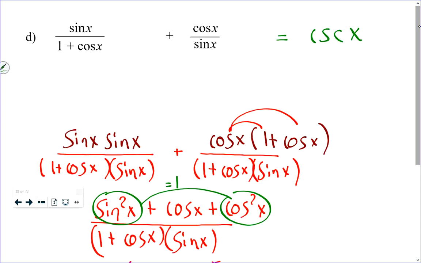And that is a multiple choice question. Sine of x over 1 plus cos x plus, I might even write cotan here in the question, but plus cosine of x over sine of x equals a, b, c, d: sine of x, cos of x, secant of x, cosecant of x.